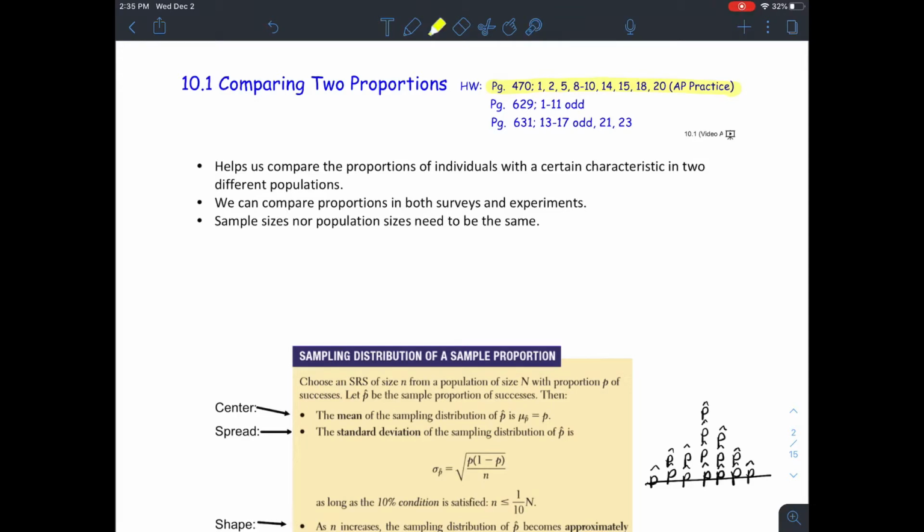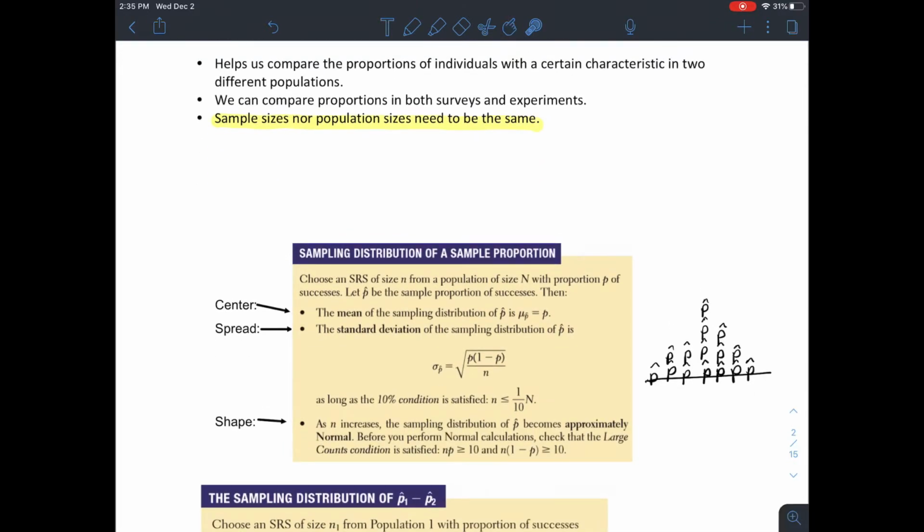Okay, so talking about comparing two proportions, one thing I want to mention is that when we're taking samples from two different populations, the sample sizes as well as the population sizes do not have to be the same. If we wanted to compare the unemployment rate from two different countries, certainly the populations of those two countries don't need to be the same, and my sample sizes also don't need to be the same. Maybe from one country I would take a sample of 100 people, and from the other country maybe a sample of 300 people.